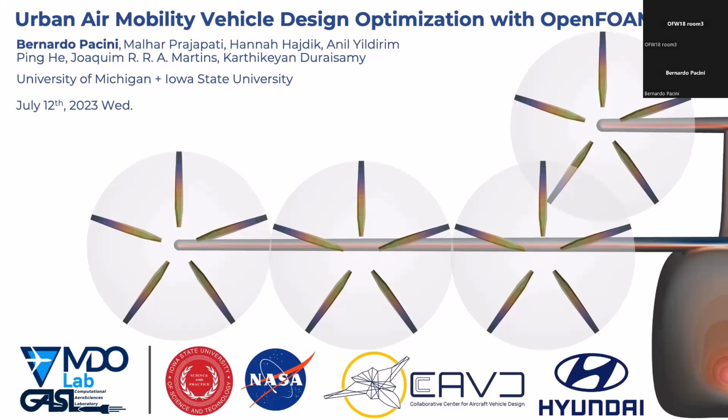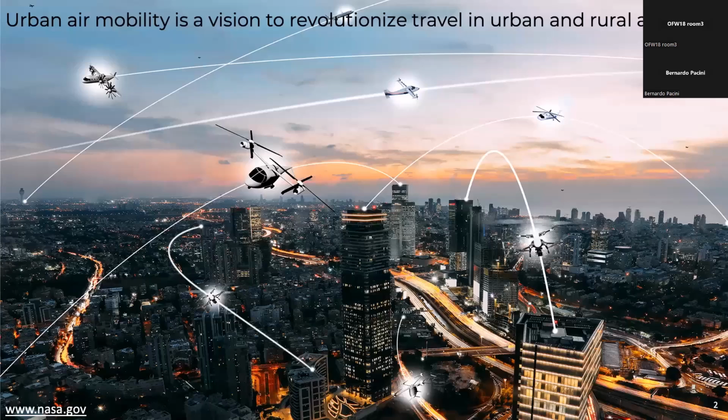So we're focused on urban air mobility. And what is urban air mobility? It's a vision to revolutionize travel in urban and rural areas. Our transportation networks, particularly in cities, are very congested. So the idea is that we could fly into these networks, travel between buildings in the air, and leave the cities, all using the airspace above cities, not only the ground transportation that is heavily congested.